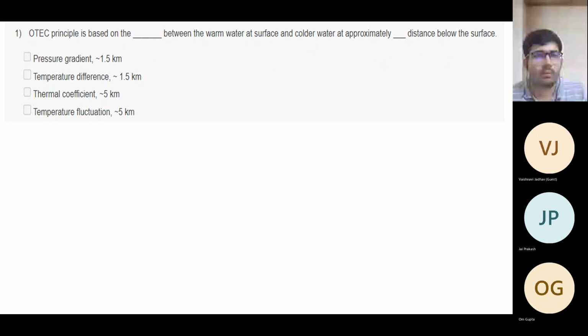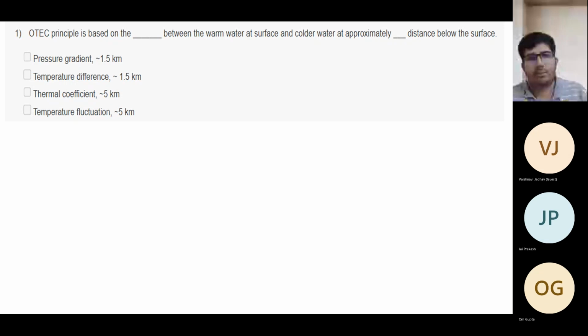The question is the OTEC principle. So what is the basic principle we are using in ocean thermal energy conversion? What is the basic principle? The question is that. It is based on the warm water at surface and colder water at approximately, and the question is asking the distance and what is the basic principle that is involved in OTEC.